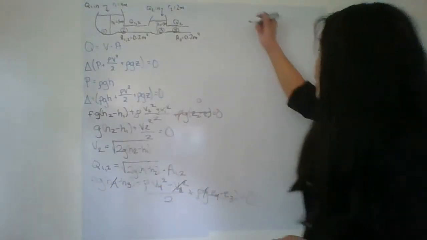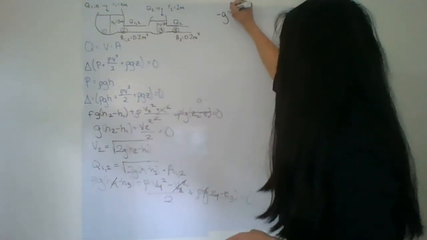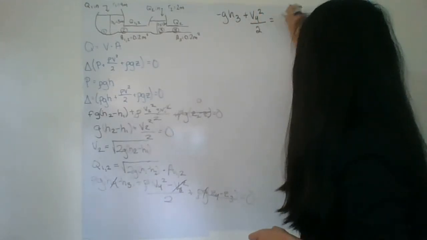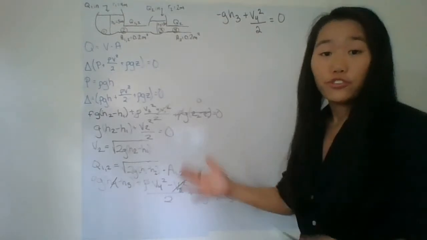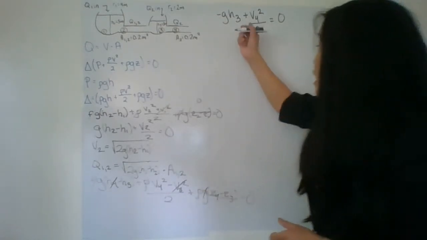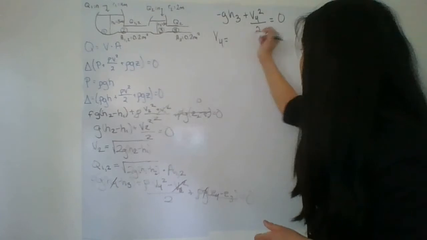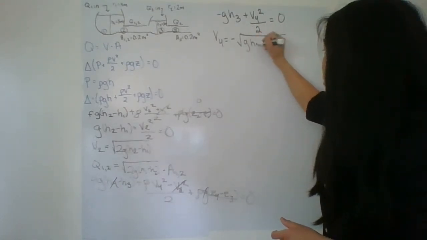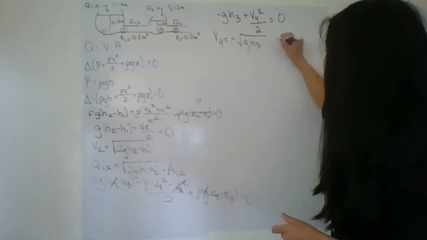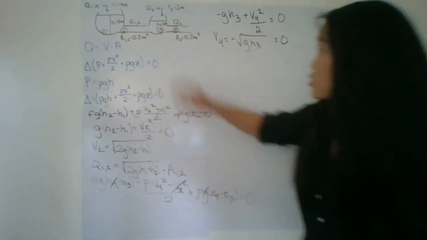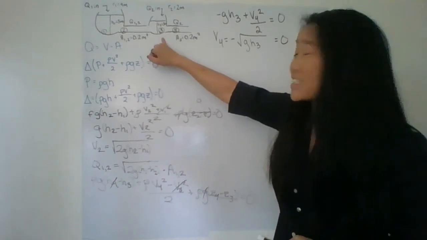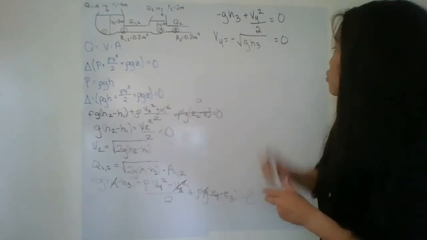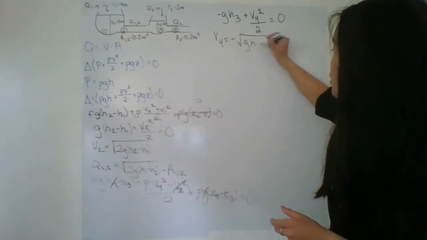Rewriting this, we will get negative G H3 plus V4 squared over 2 equals 0. And then we're going to rewrite our equation to solve for V4, and we get V4 equals negative the square root of G times H3 equals 0. And H3 is located at 0.3, but its height is actually H2, and that's equal to 3 meters. And so I'm just going to erase this H3 and replace it with H2.